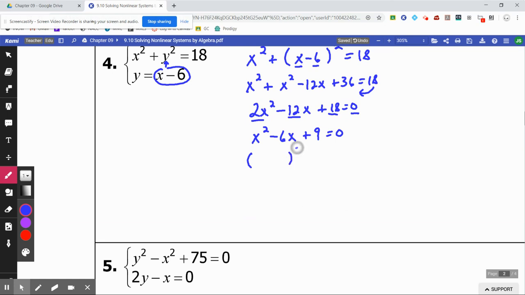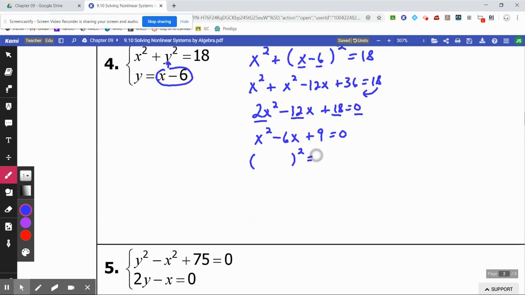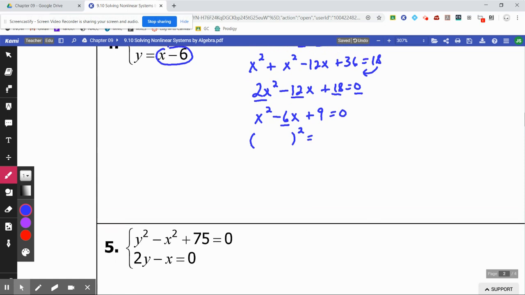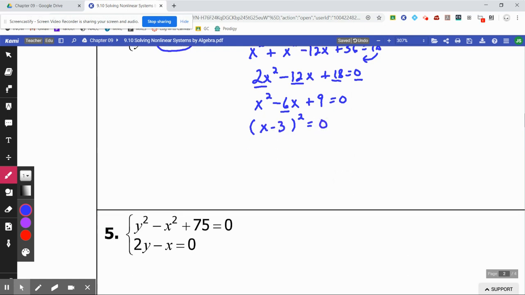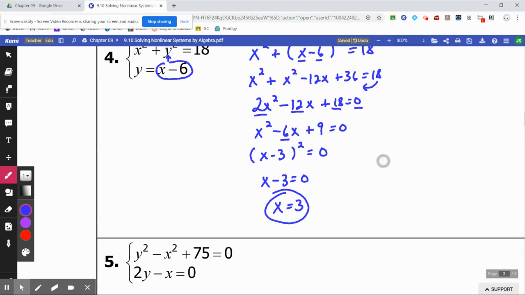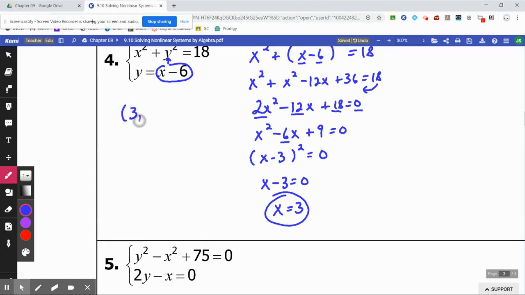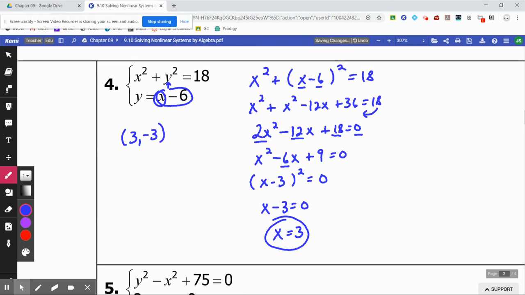Let's factor this. This is a perfect square. If you half and square this, you do get 9. So therefore, this is going to factor into x minus 3 times x minus 3 is equal to 0. So take the square root to get rid of the square. It gives you x minus 3 is 0. So x is equal to 3. So there's only one point of intersection here, and it's located at 3, comma. When you plug that 3 in here, 3 minus 6, your y value would be negative 3. So the only point of intersection is going to be 3, negative 3.